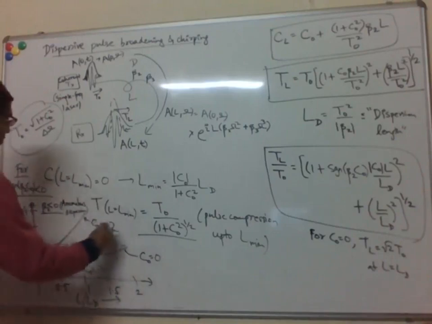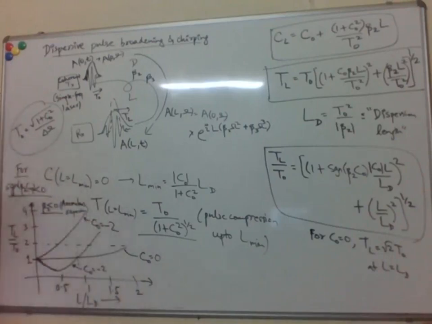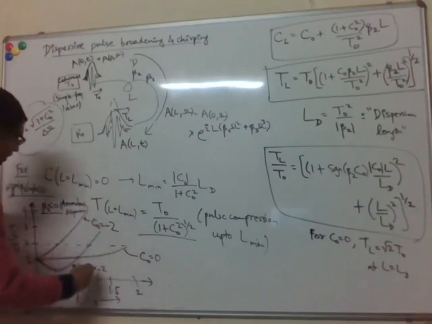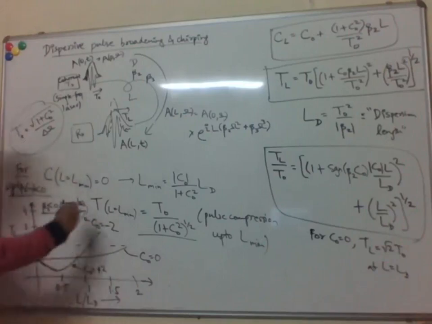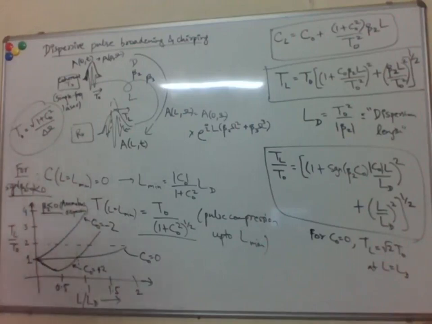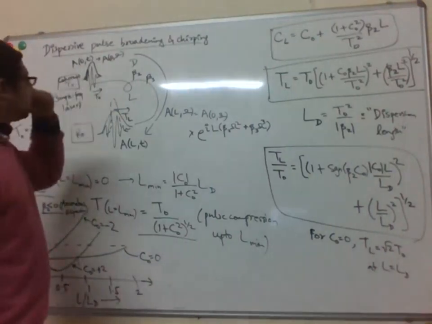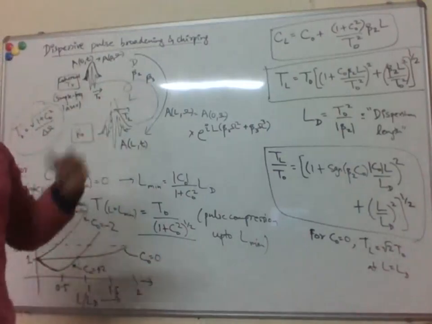So now -2 will broaden fastest, and then +2 will first compress. Again, it's basically the sign of beta 2 times C0 which determines how the pulse goes. Okay, I hope all this discussion is clear. Basically, it's an interplay between your initial chirp on the pulse and the chirp introduced by the dispersion in the fiber.